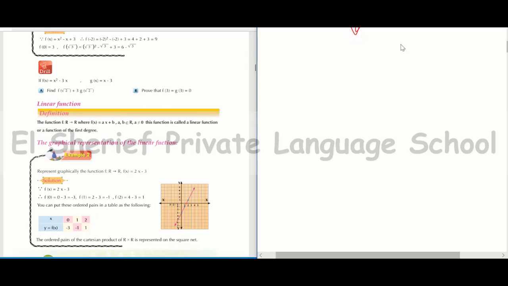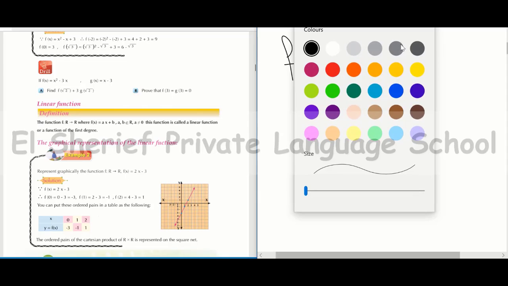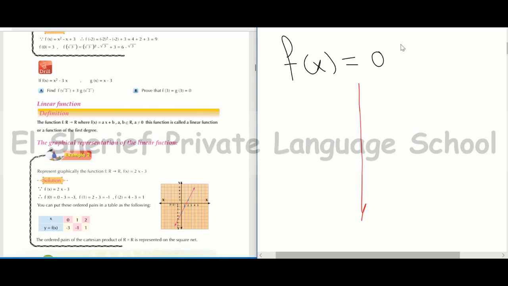Another example for this function f of x equal 0. This function, its domain real number, its codomain real number, and its range is the element 0 only. Okay? And represented graphically by a straight line that coincident on x-axis, like this, passing through the origin point here, like this line coincident on x-axis.